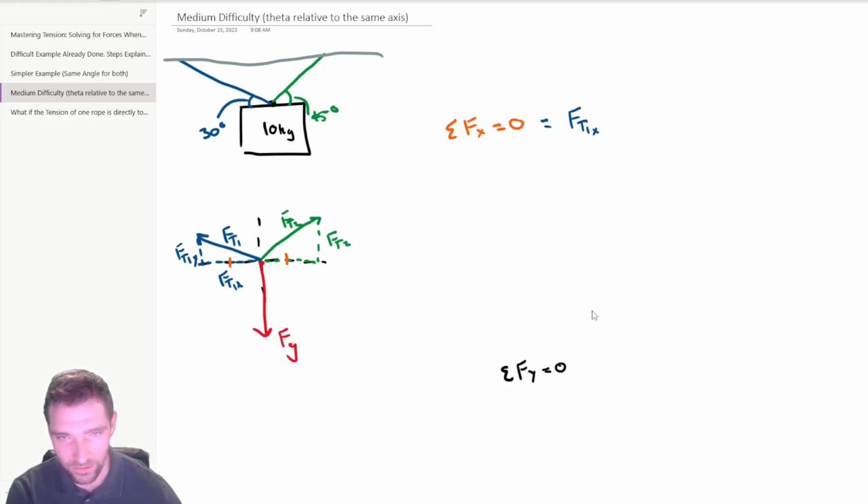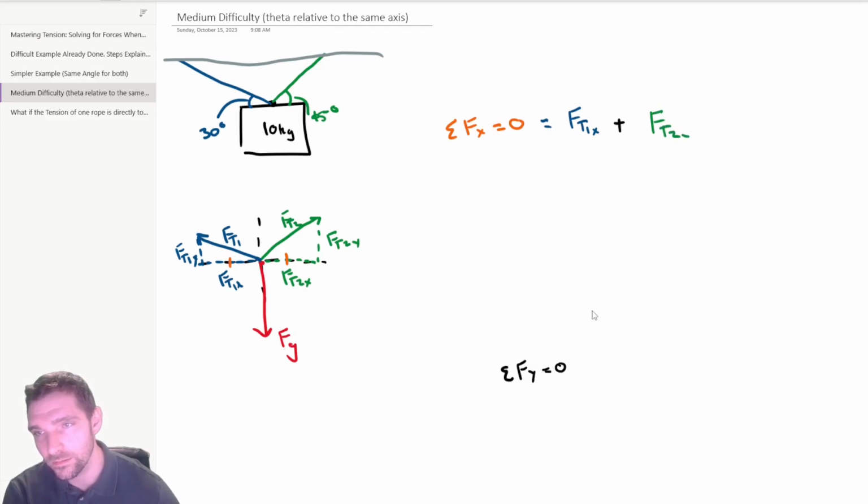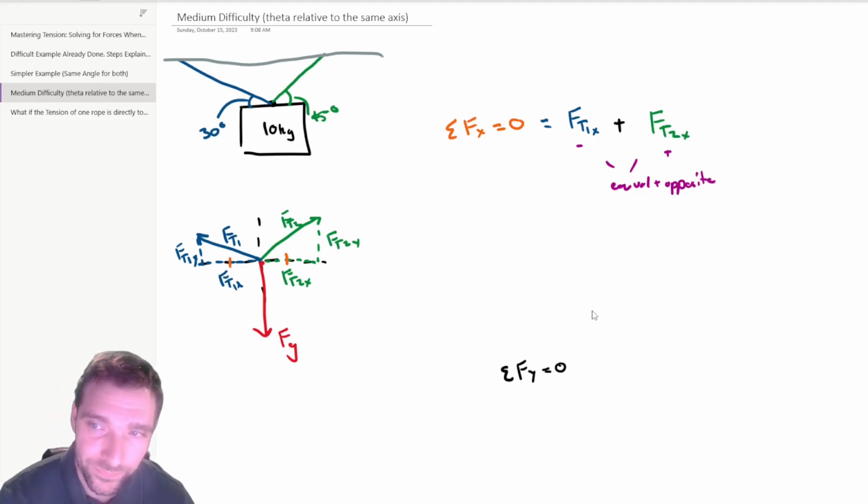So we're going to have our force 2 in the y and force 2 in the x-axis. And these things are equal and opposite to each other. So we'll have this also here. Whatever this is, one might be negative, one might be positive, but those are equal and opposite, whatever those numbers may be.